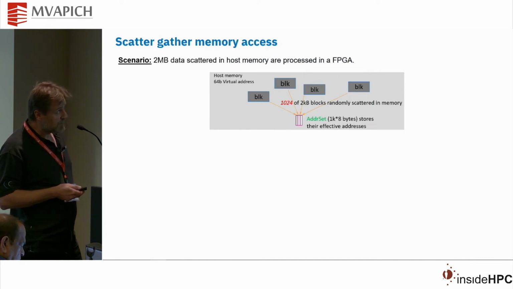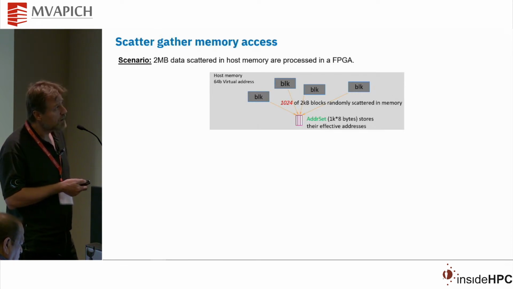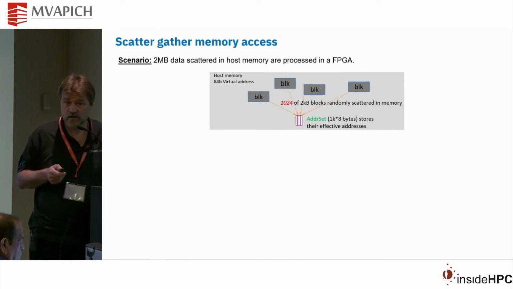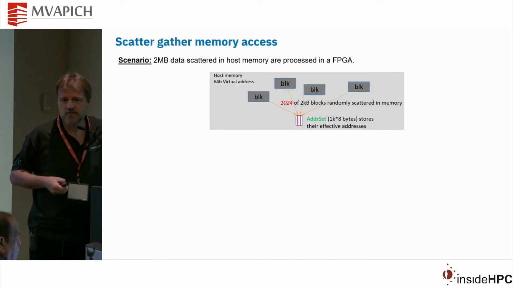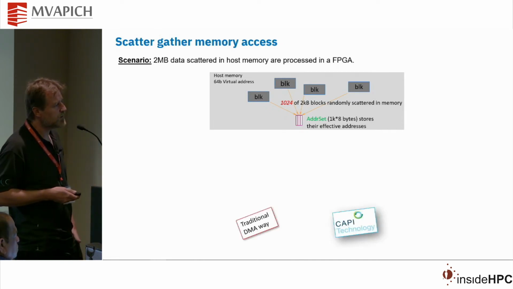We have an example with 2 megabytes of data spread into the FPGA. And the spreading factor is the following. We have 1,000 blocks of 2K, 2,000 bytes spread, okay? And there is a table which stores the exact locations of each block, okay? This was to have an example to work with, all right?